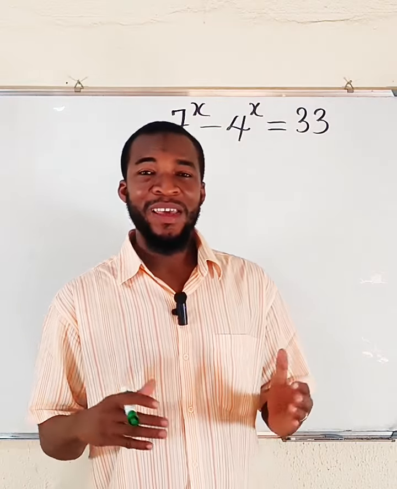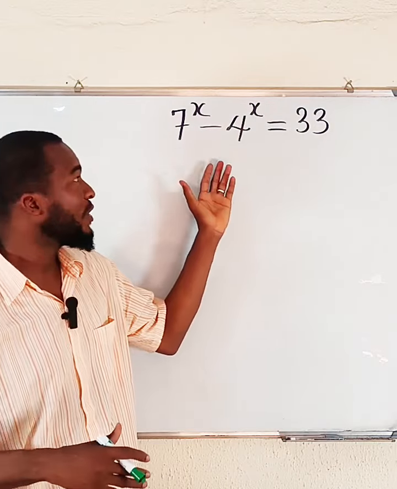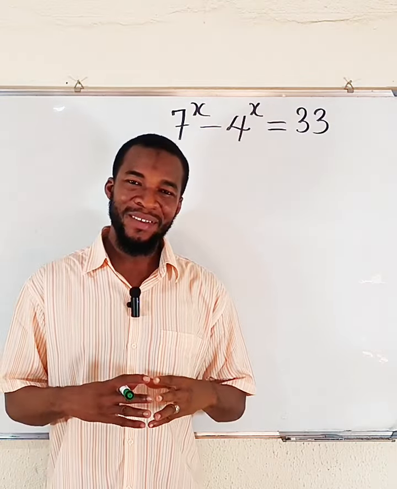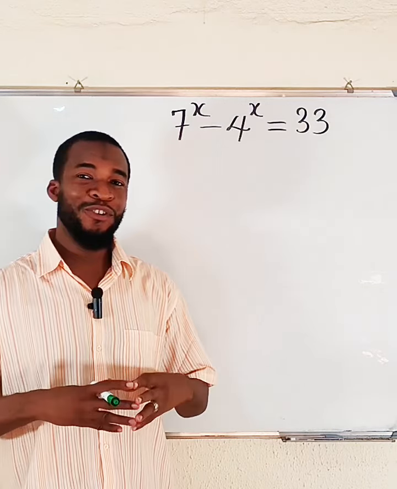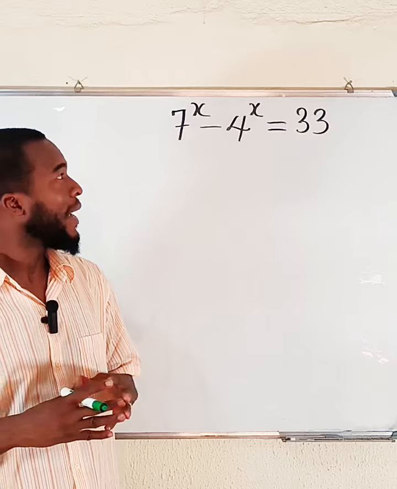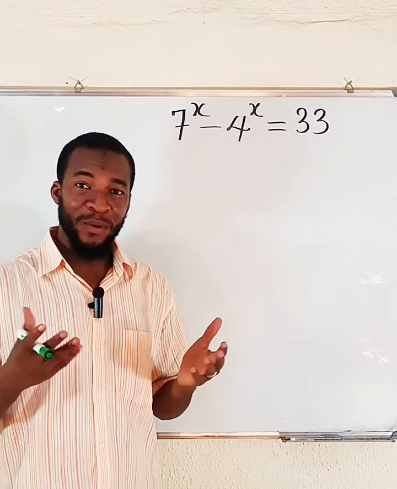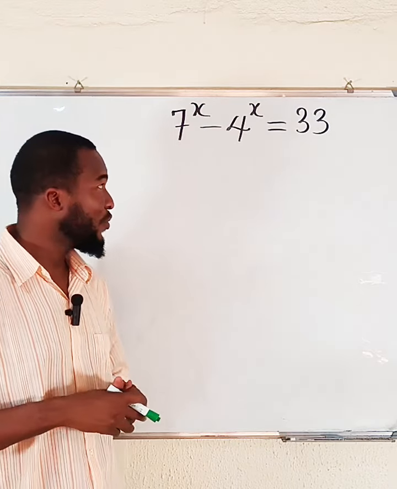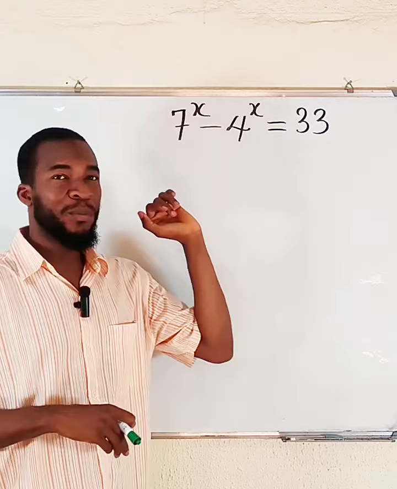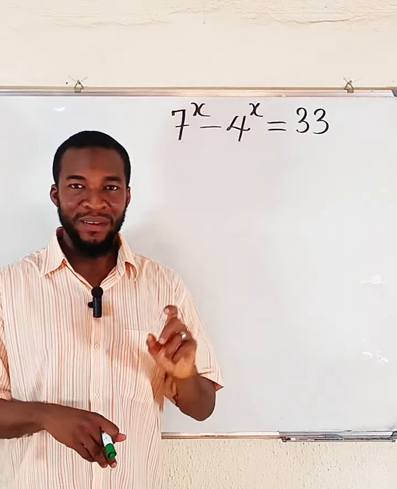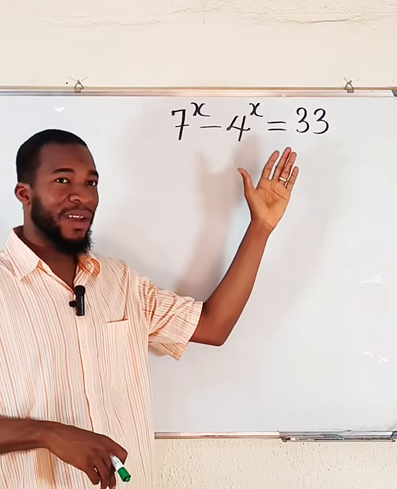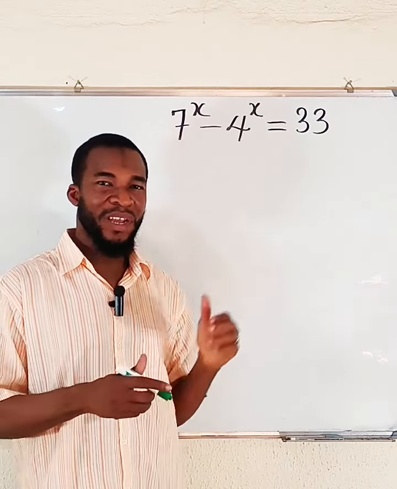Hello everyone, here is the solution to this problem which I posted on my Facebook page yesterday. 7 to the power of x minus 4 to the power of x equals 33. By clear inspection, you can see that x equals 2 will satisfy this equation because 7 to the power of 2 is 49, 4 to the power of 2 is 16, and 49 minus 16 is 33. But how can we solve it algebraically?